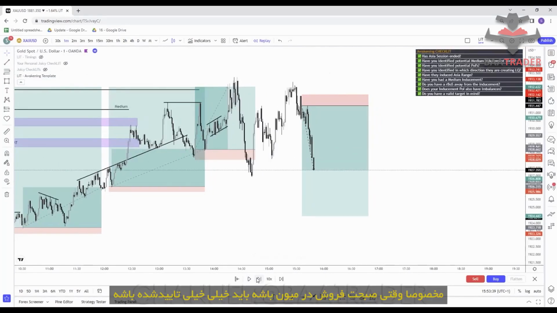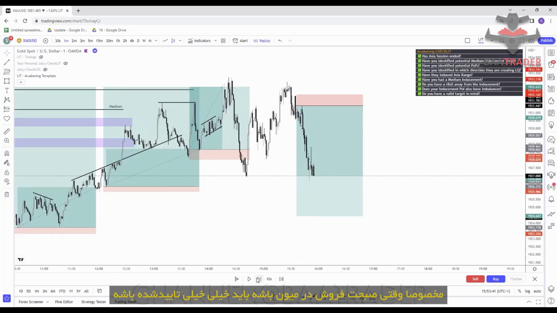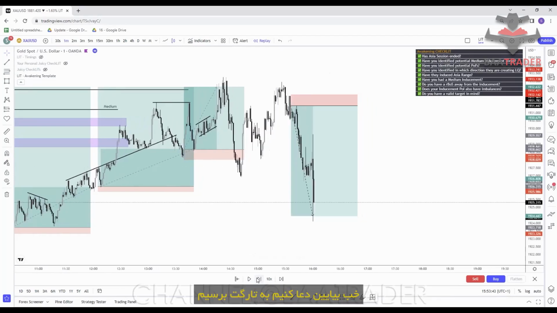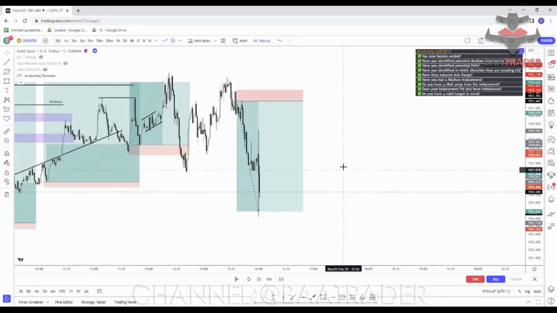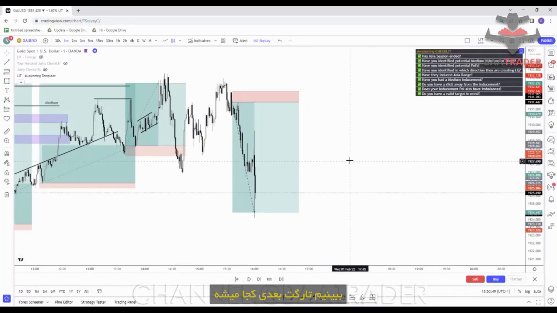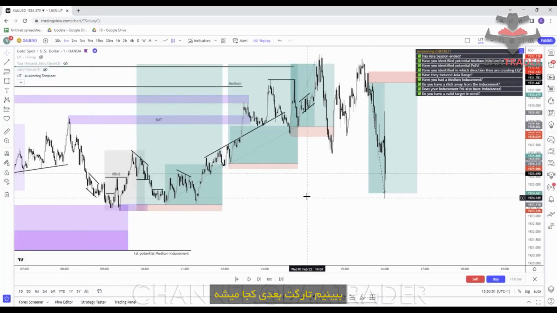And that should be very, very confirmed when it comes to sells. So let's hope. We reached target. Okay, I've reached target. Close that one. Next target would be, let's see how.